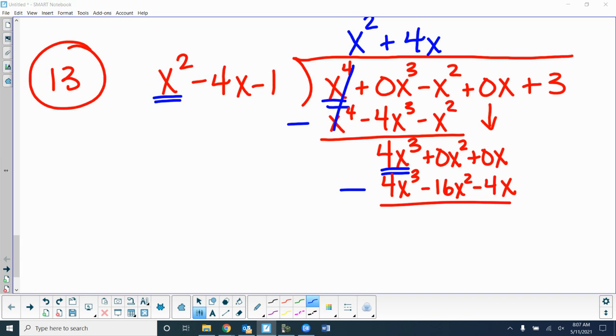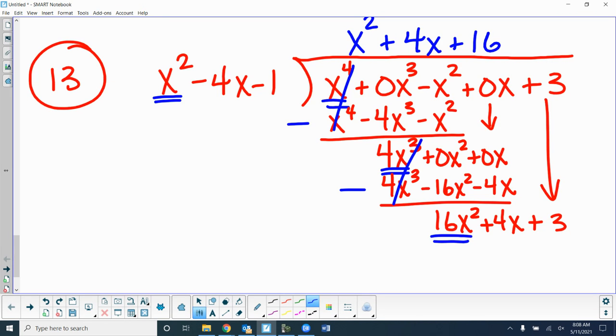And then I subtract again. Keep stuck to the screen. All right, so the 4x cubes cancel. What's 0 minus a negative 16? Positive 16, right? 0 minus a negative 4 is plus 4x. And then bring down the plus 3. Okay? So then I start over. All I worry about is 16x squared divided by x squared. What's that? 16. And then I'm going to stop.